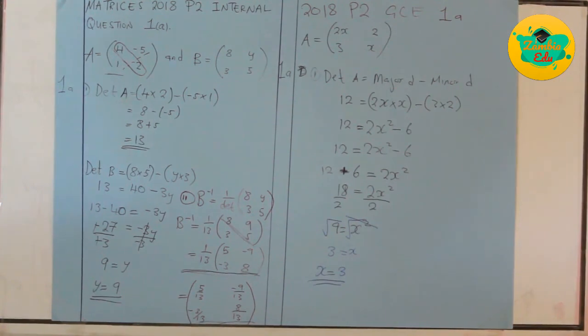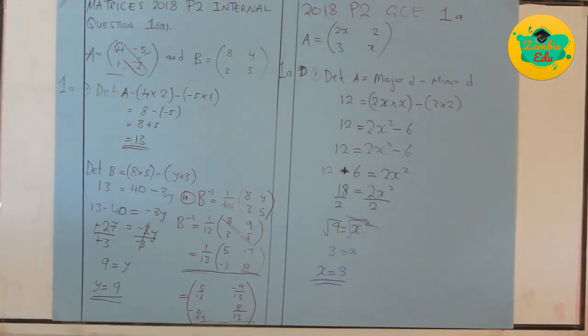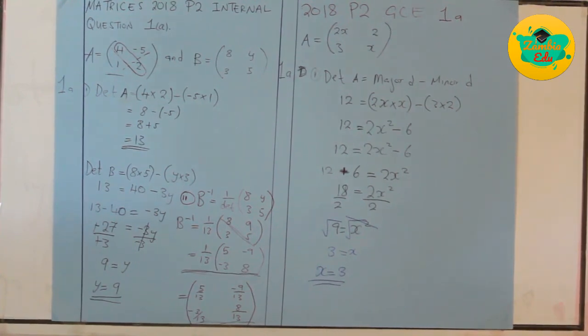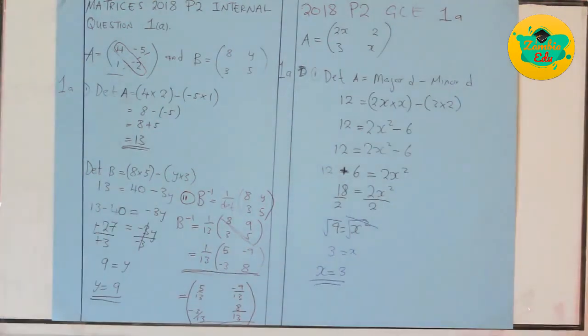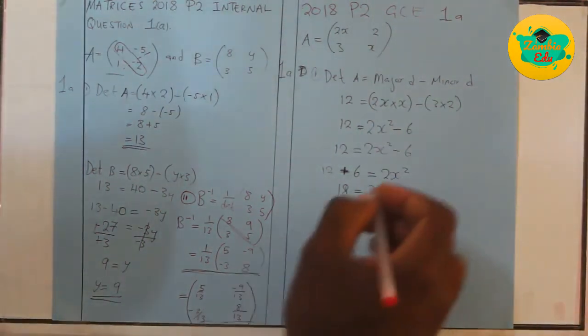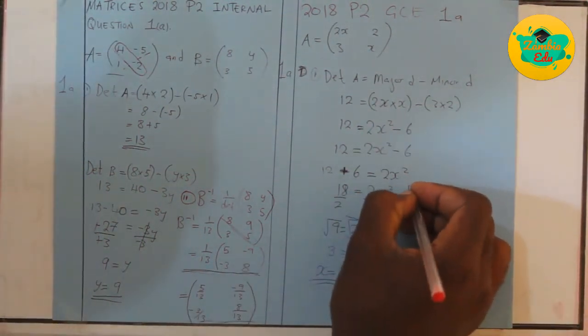So let's go to our second question. The second part of this question says, hence or otherwise, write A inverse. So we go to our second part.